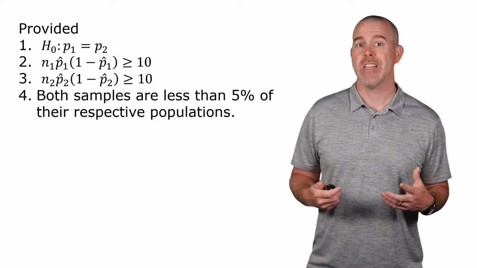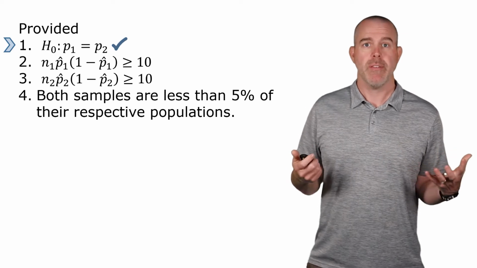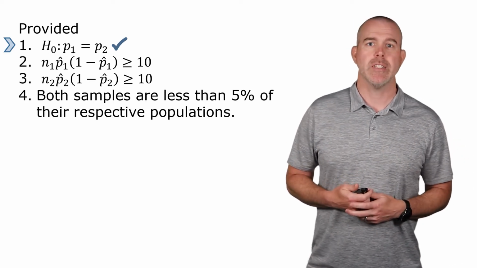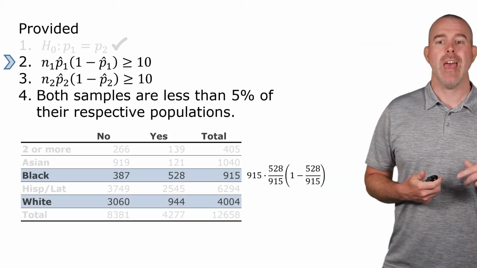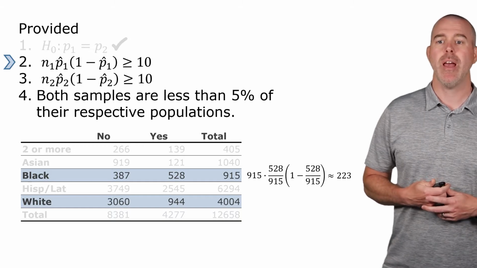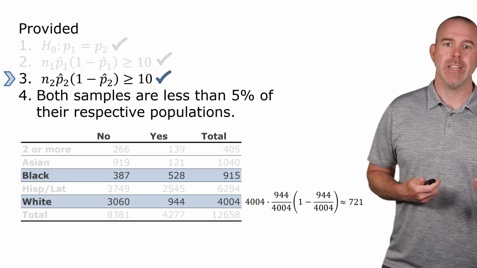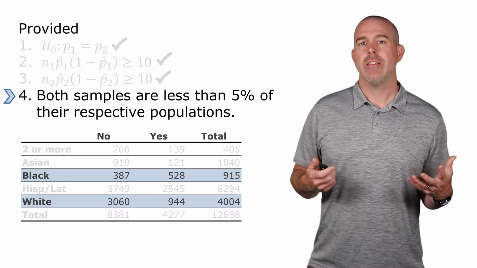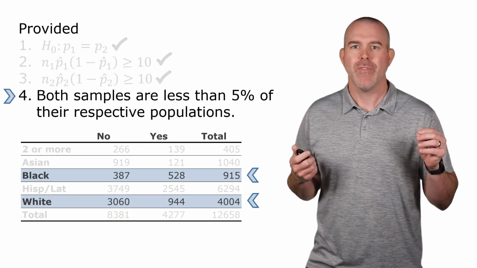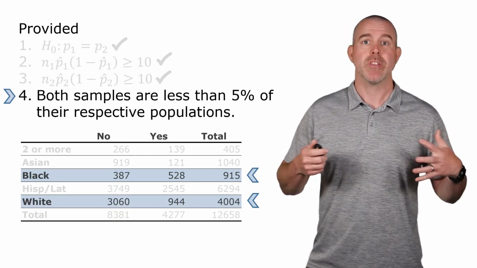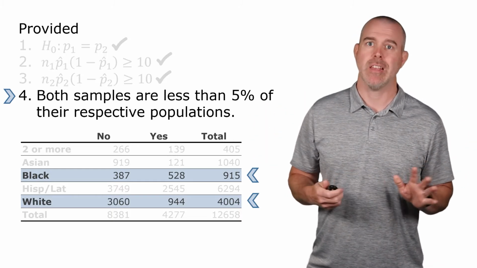Okay, let's check these conditions. We have these four conditions. First, our null hypothesis is that the proportions are the same. We're going to assume that they have the same discipline rates, and we're going to see, is the Black students' discipline rate higher? For this first check, we can use the n and the p1 from the sample, and we get 223, so that is definitely at least 10. Similarly, for white students, you can check that, definitely at least 10. And then we're looking at, are these samples less than 5% of their respective populations? The 915 and the 4004 are certainly less than 5% of all Black students and all white students. So yes, that condition is met.